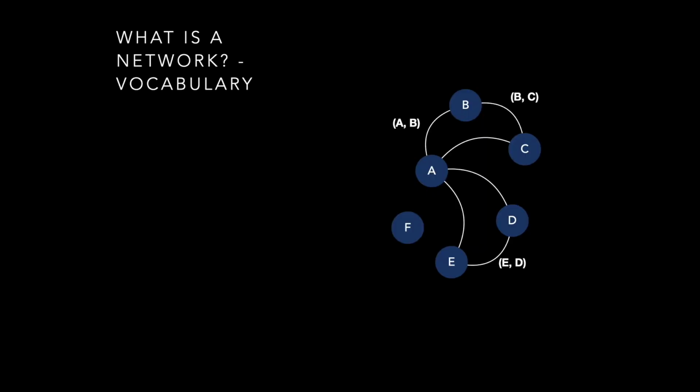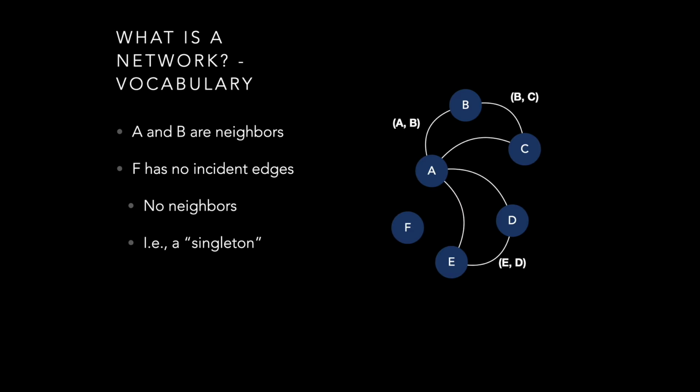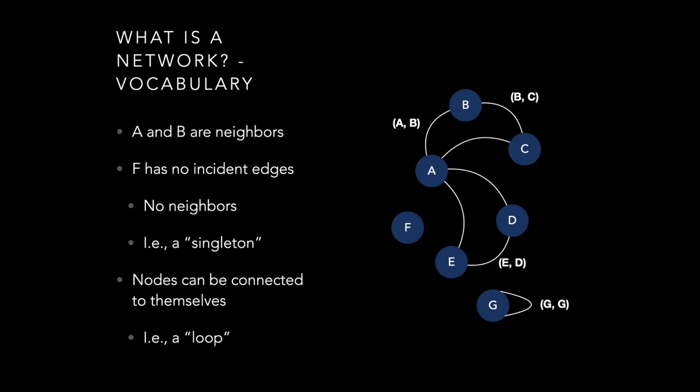So before we move on, let's give you some more vocabulary about networks. If there's an edge between A and B, we call A and B neighbors. If this node F has no incident edges, that means that there are no edges connected to it, or no tuples in our set E, then we say F has no neighbors and is what we call a singleton. And we can also allow for edges between a node and itself, and we call these loops, or self loops, which you can definitely have, especially now on Twitter. You can retweet yourself. These kinds of relationships are maybe not as common, but definitely possible.